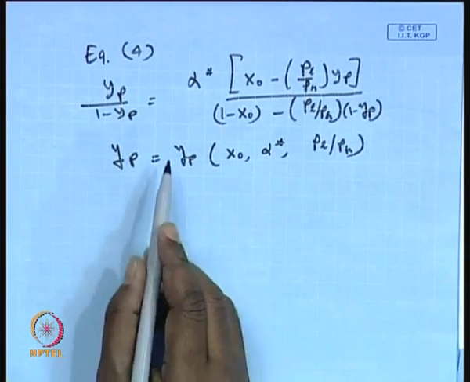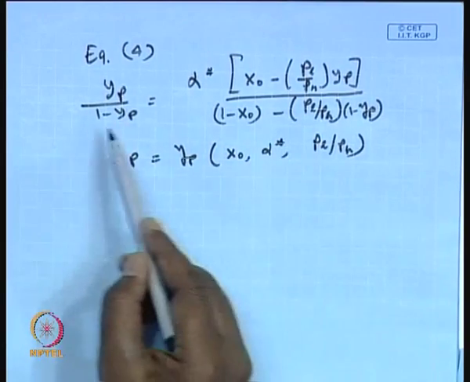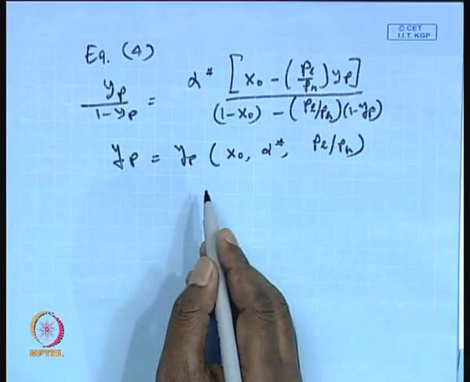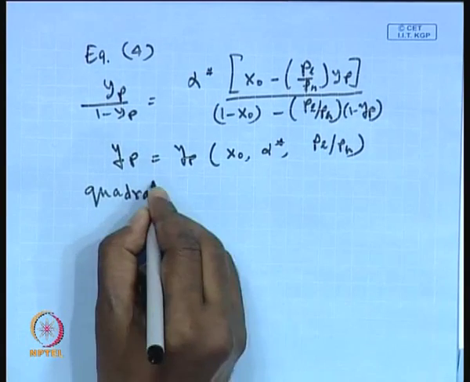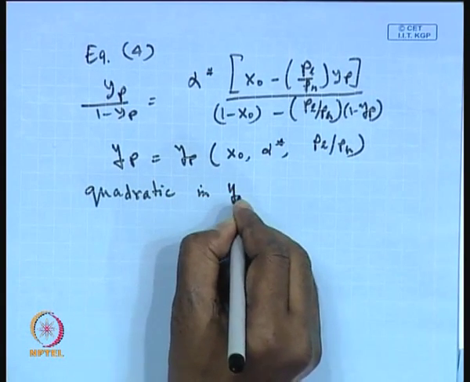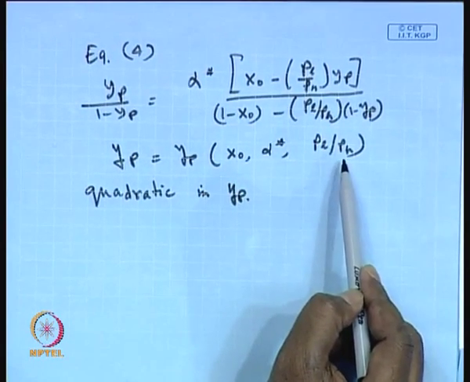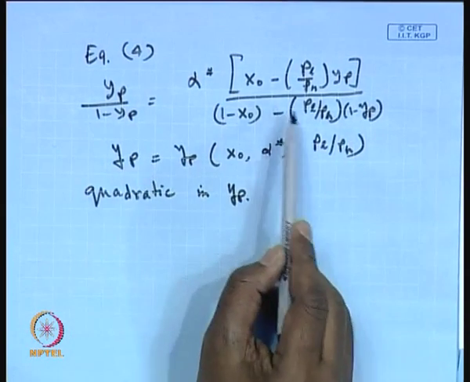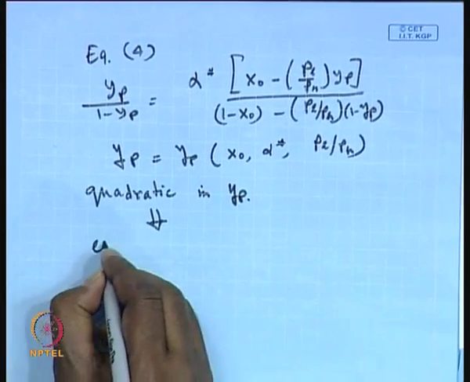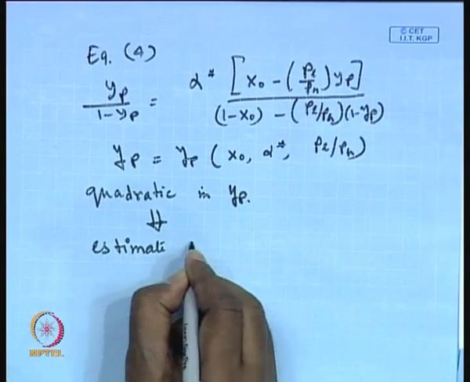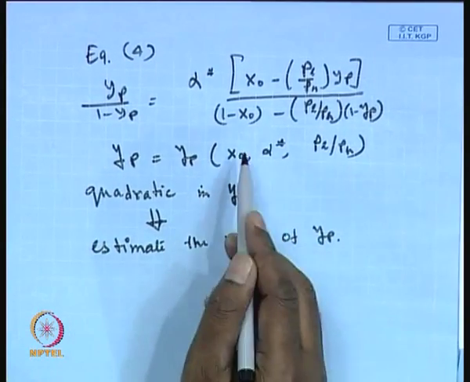Now, it is a quadratic equation. If you look into this equation and multiply both sides, one term will be y p square and there will be another term in y p square. So, it is a quadratic in y p. That means x naught, alpha star, and P L by P H will be known to you, because they are given. Only one unknown is y p. So, you are going to get a quadratic in y p, solve that and get the value of y p. I am not solving this equation, please solve this equation.